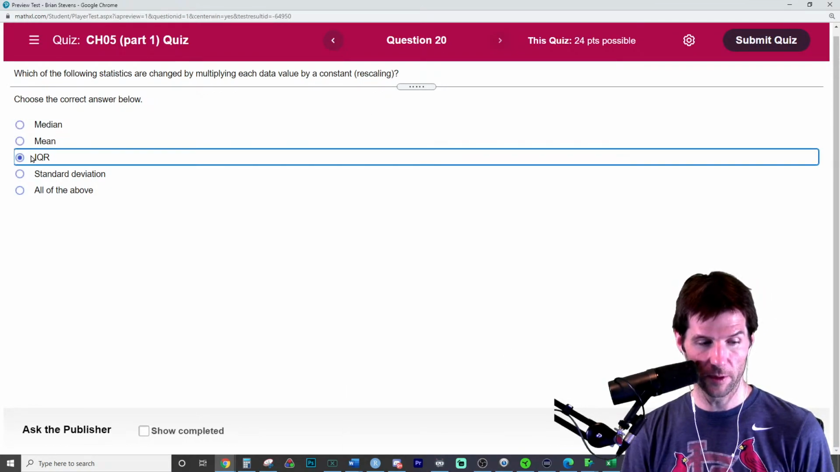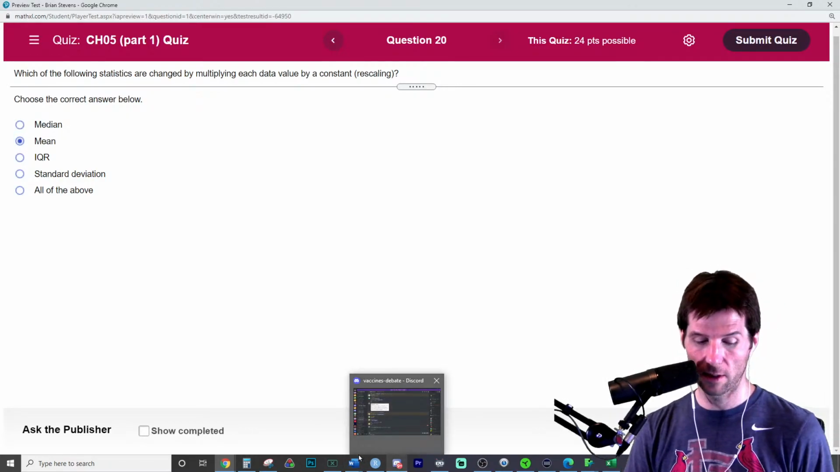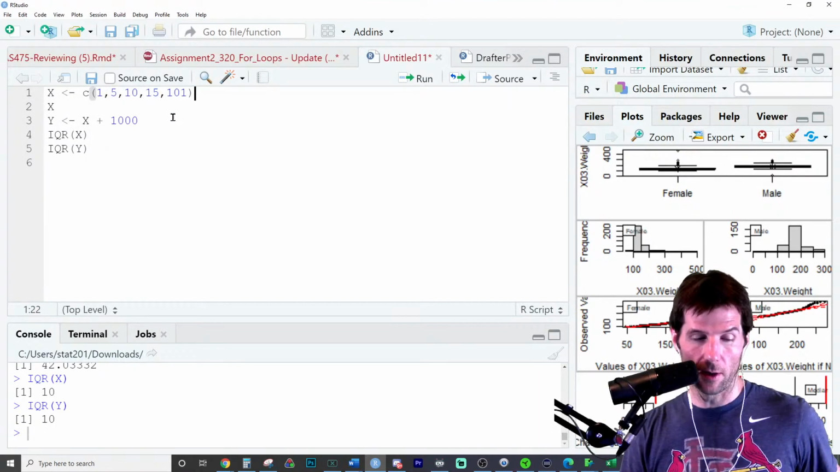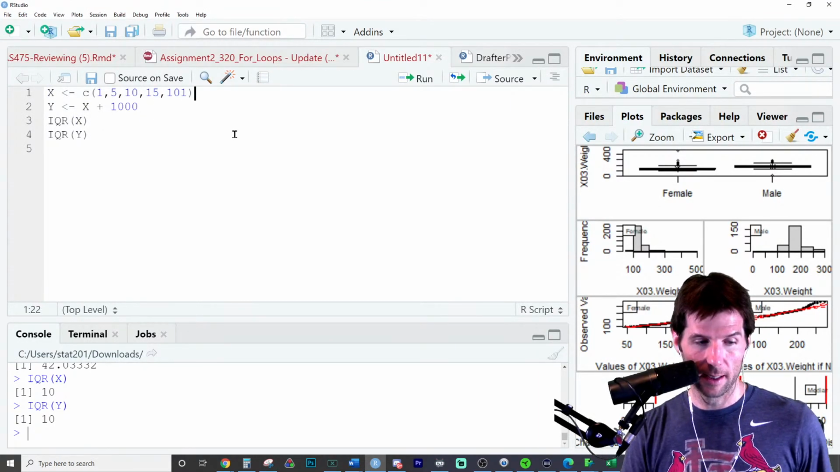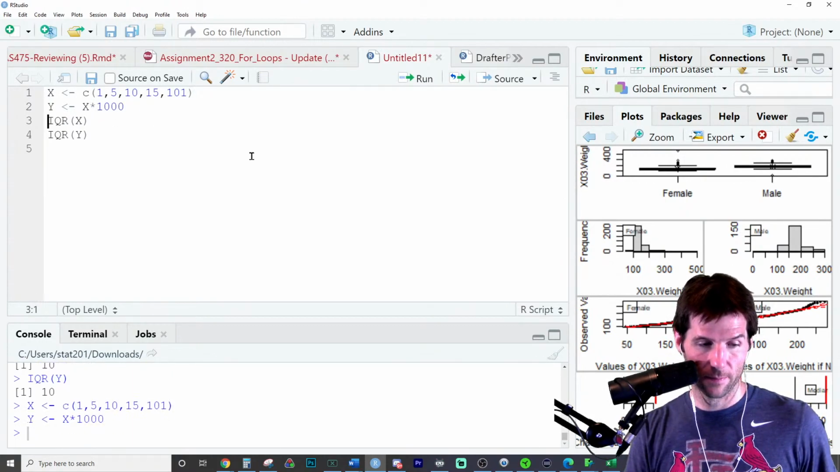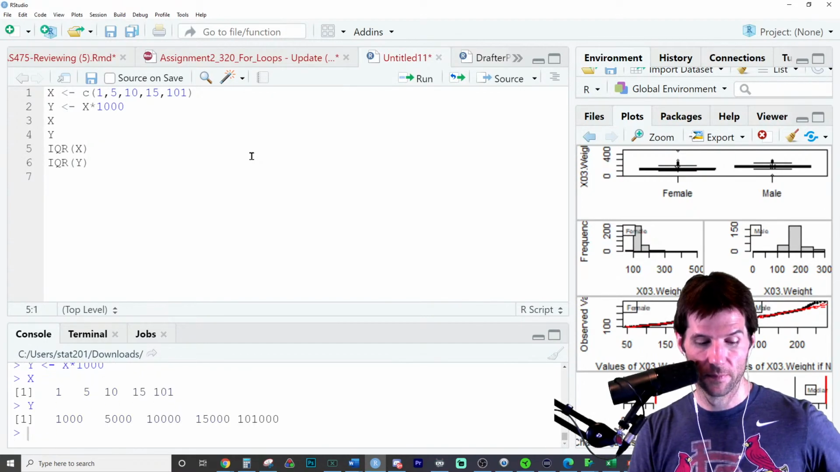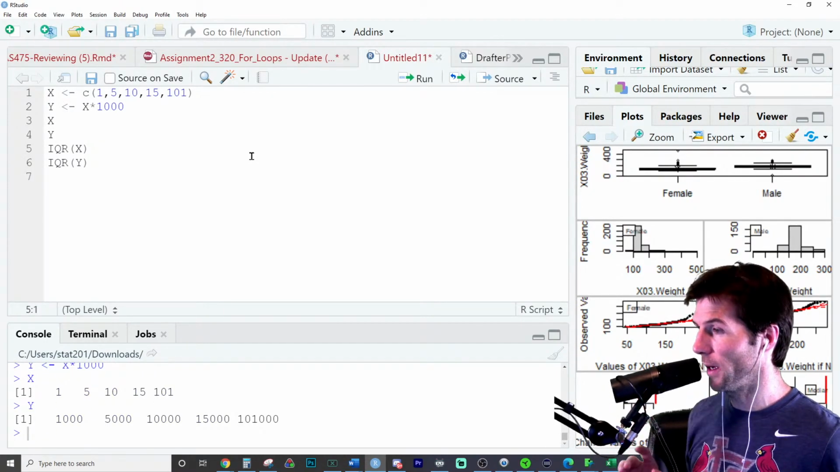Okay, so can we select multiple things right here? No, we just select one. Okay. So when we multiply something by a constant, let's go look at this. Here we go, and we've got our vector x, and I'm just going to call x multiplied by 1,000. So here is x, here is y. So all I did was multiply it by a constant.